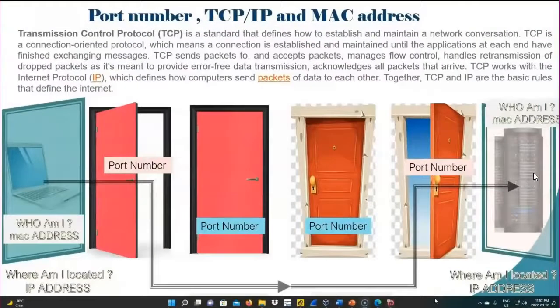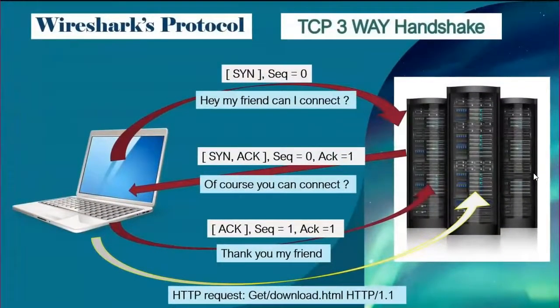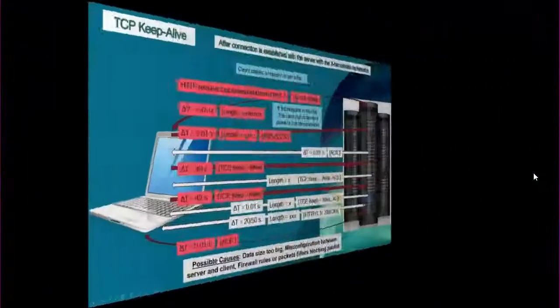After, we're going to talk about port numbers, TCP, IP, and MAC addresses, all these definitions, and what they mean. You're going to learn all these things during this training. Transmission Control Protocol. After, we're going to learn the TCP three-way handshake. All communication in the computer and on the internet starts with the TCP three-way handshake: SYN, SYN-ACK, and ACK. And after, you have your HTTP request. You're going to learn this.